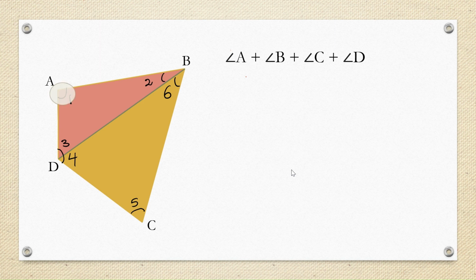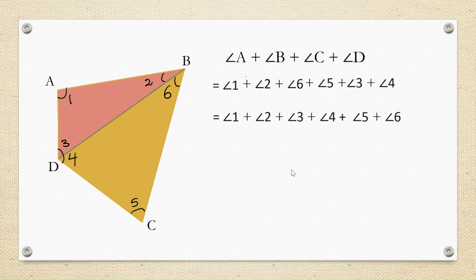Angle A remains as angle 1, it didn't get divided. Angle B got divided into two angles, that is angle 2 and angle 6. C is as it is as angle 5, no division here. Angle D got divided into angle 3 and angle 4. Now rearrange these angles. On rearranging these angles, we will get 1 plus 2 plus 3 plus 4 plus 5 plus 6 like this in order.